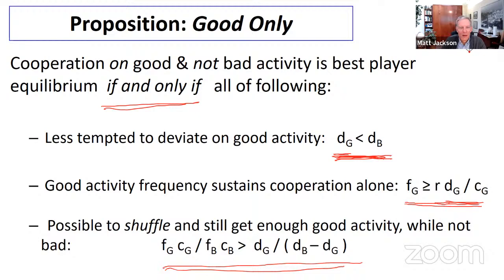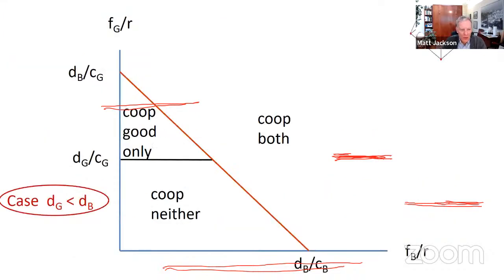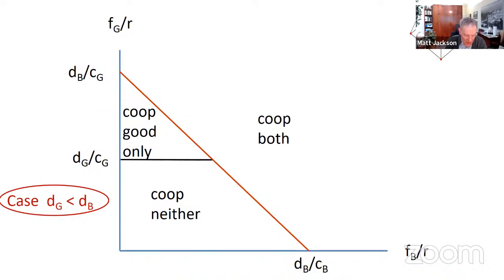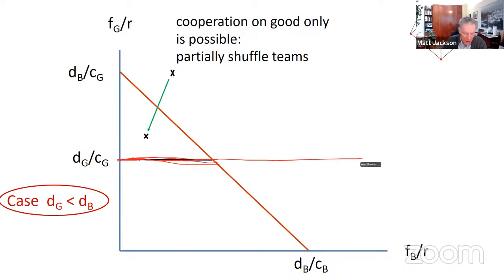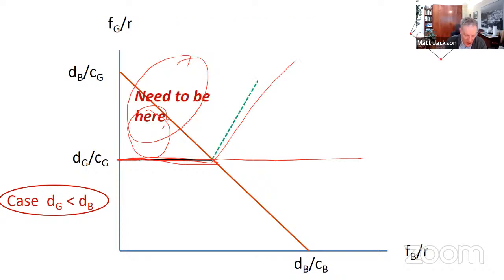And if we go back to the figure, we can see what those different conditions are. First of all, it has to be that we're in this case where the good deviation temptation is less than the bad one. And so there is some region where you can get cooperation on good only, right? So we need to have that be a possibility. Then you need the cooperation on the good only to be possible. And so that means that, first of all, you need the X to be above this line. And then in addition, it's got to be far enough over here so that if you shuffle, you can actually get into this region. And so you need it to be in this region here.